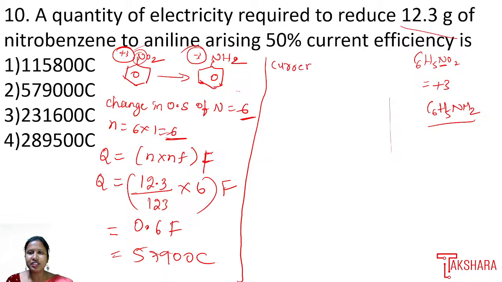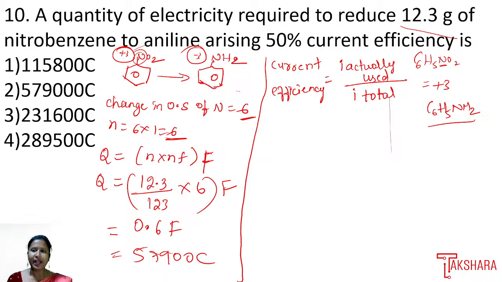Then next, the current efficiency formula. Current efficiency is equal to I actually used divided by I total into 100.